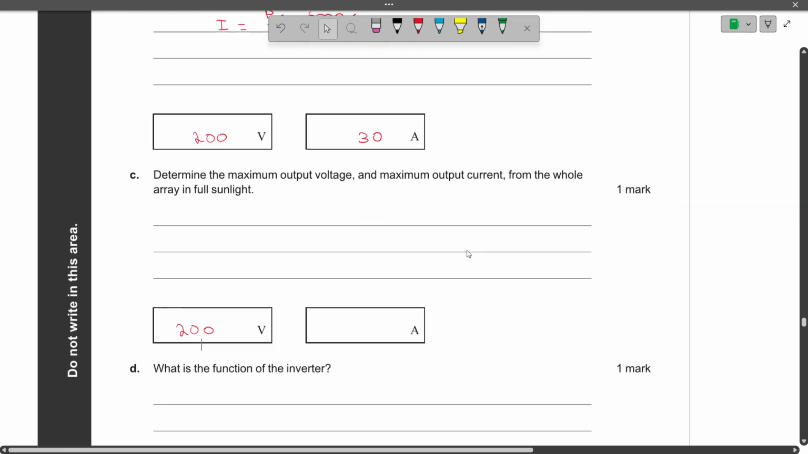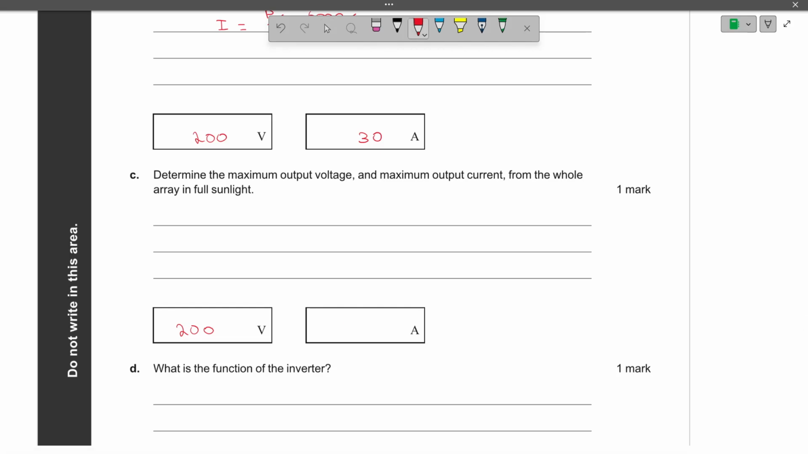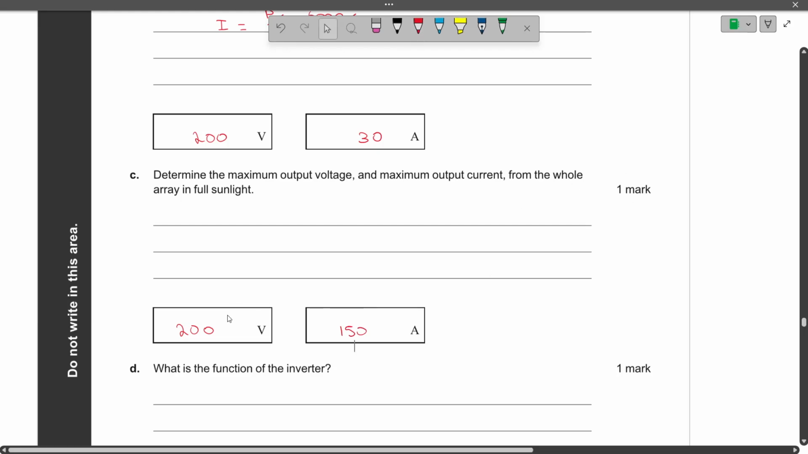Now we've got 5 strings in parallel. From part B we worked out the maximum current is 30, and so 5 times 30 is 150. And that's only one mark.